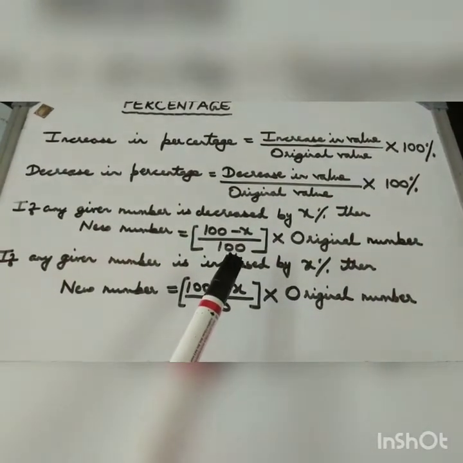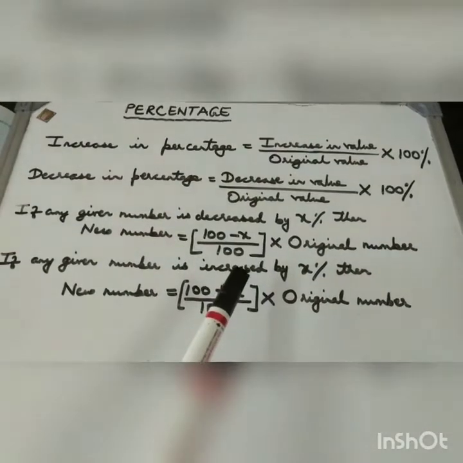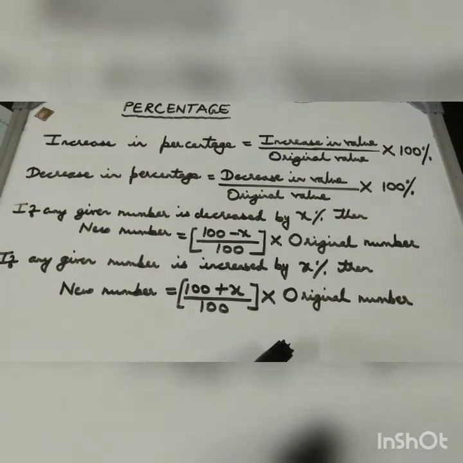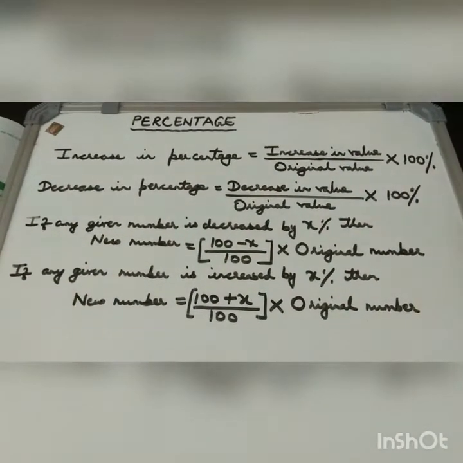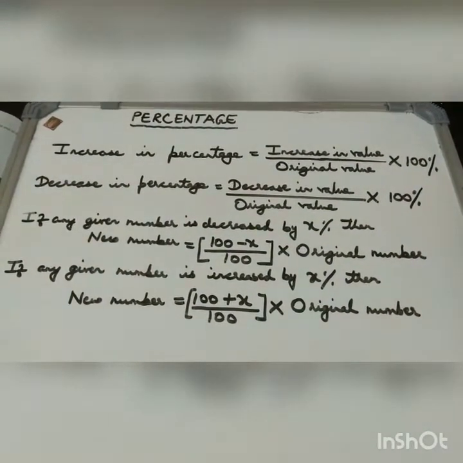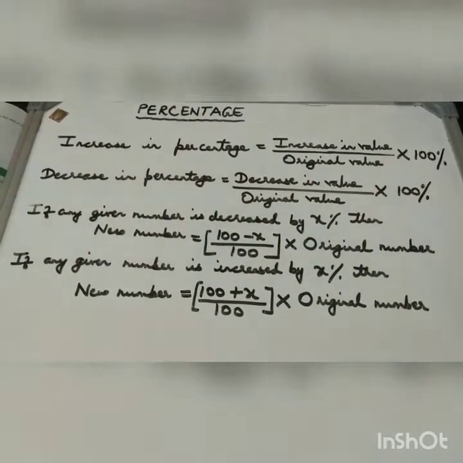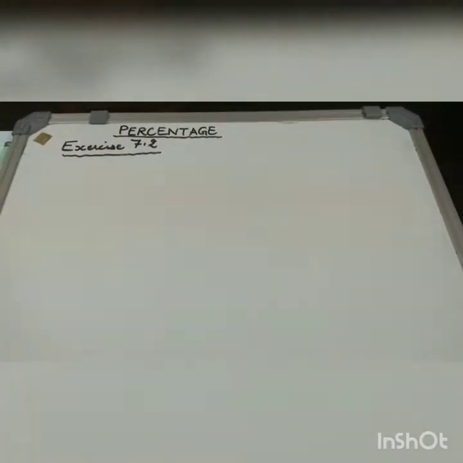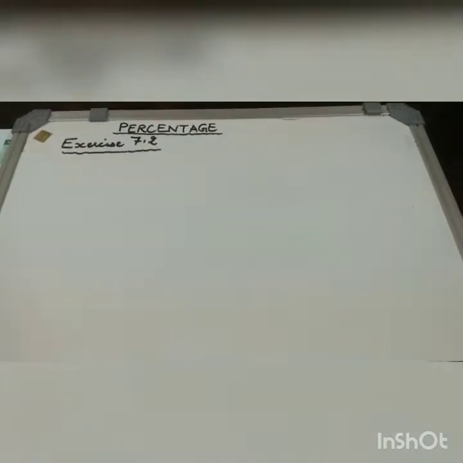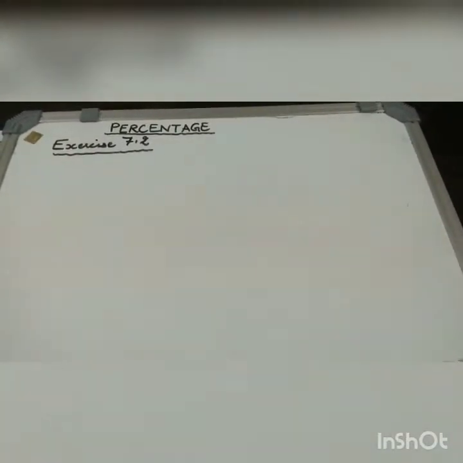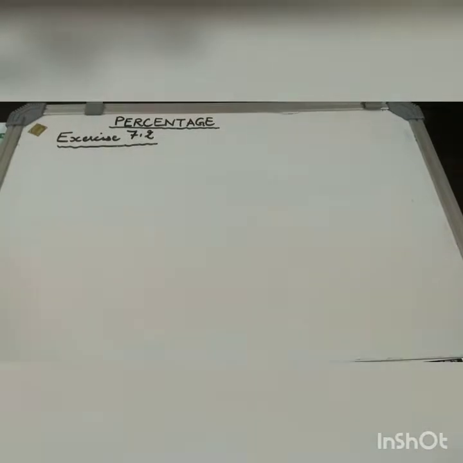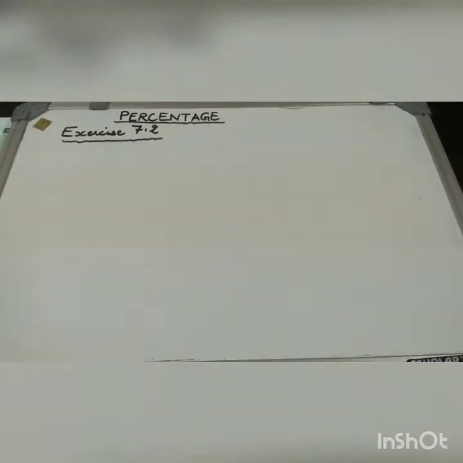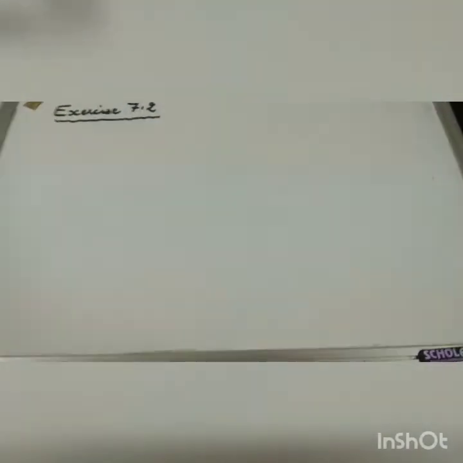Is it okay? Yes. Now we will start with the exercise using these formulae. Let's see how we use these formulae in different types of problems in the exercise. Now children, we will start with exercise 7.2. In this exercise we are going to use the formulae which we have learned just now. I am starting exercise 7.2 with question number 1.